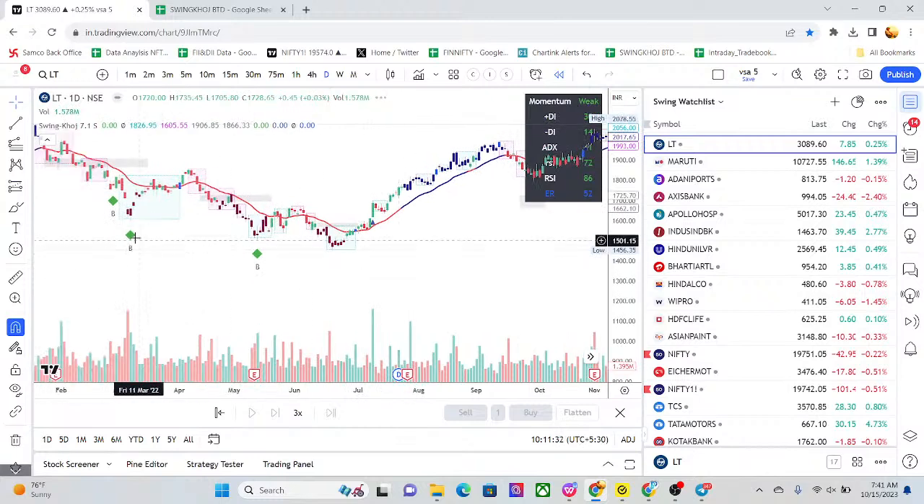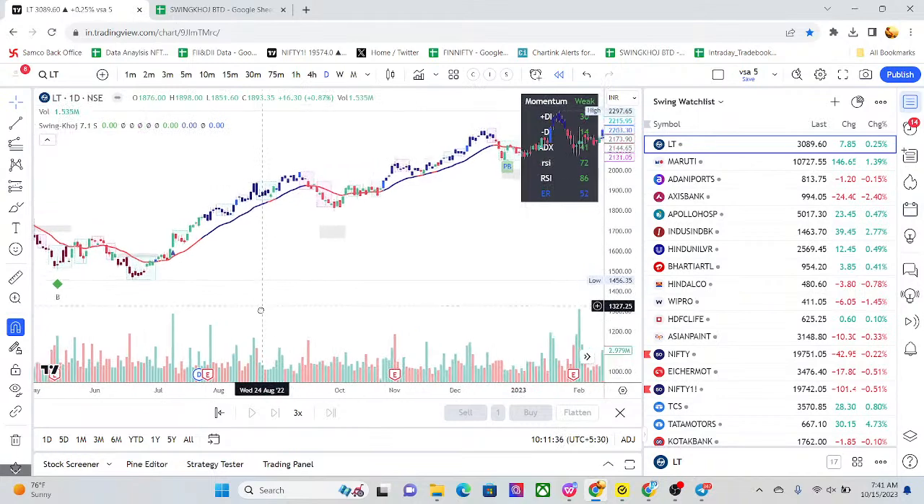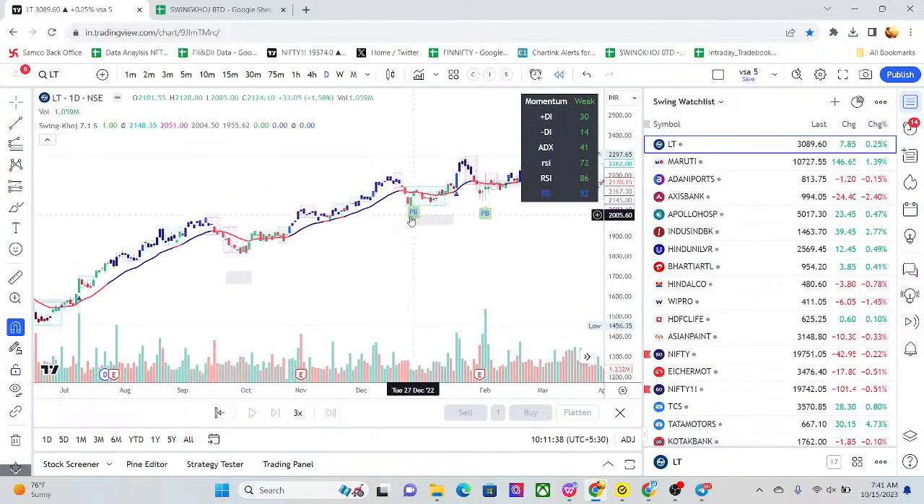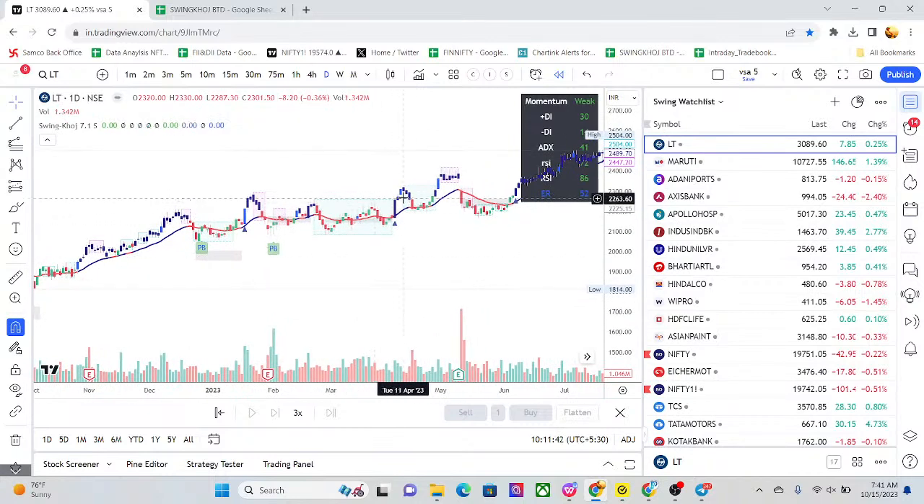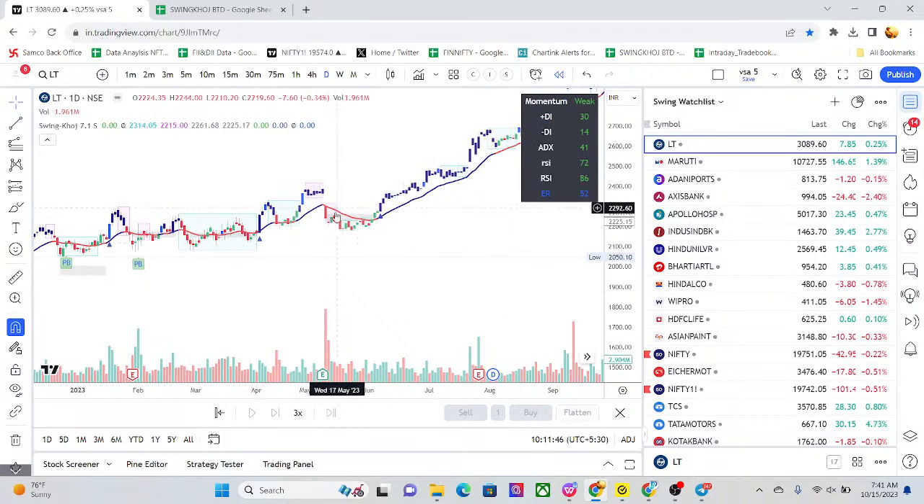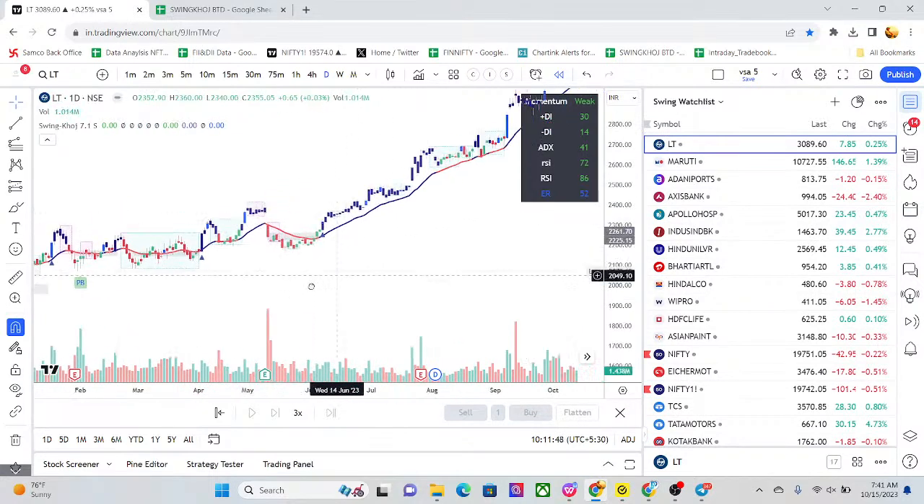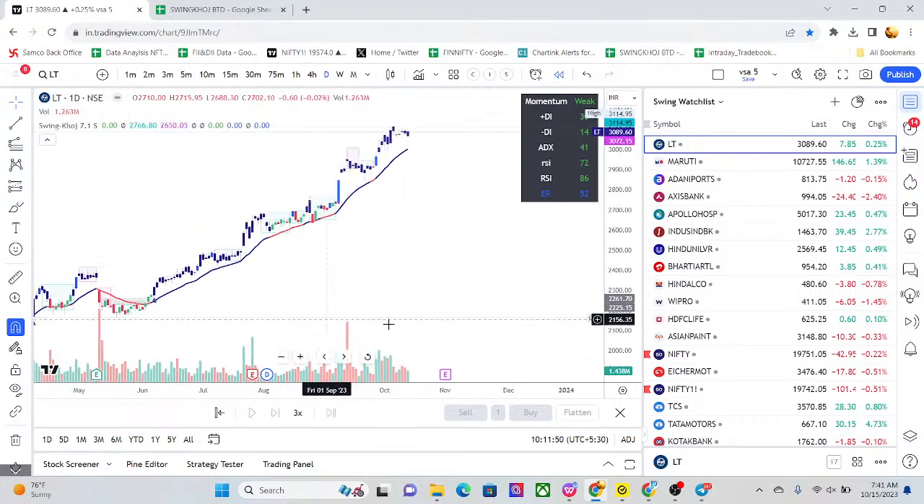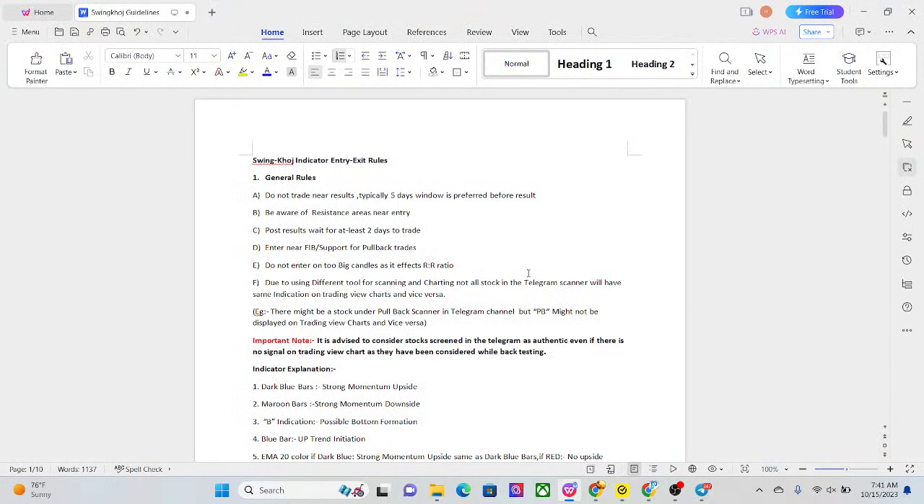So you can see how it finds the bottom here. Then it finds the pullback. It also finds the trend. It finds some breakouts also, box breakouts. It also has Fibonacci levels. So we will discuss the entire thing. I have made a small guideline here, so let's start with this.